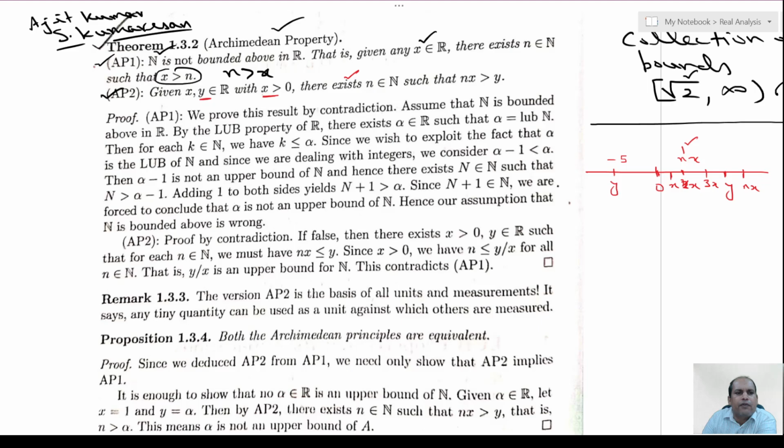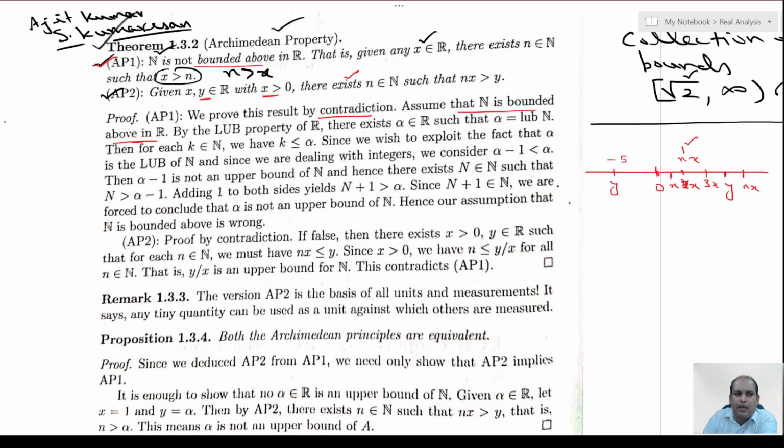So let us start from property number 1. We want to show that N is not bounded above. So on the contrary, we will do this by the method of contradiction. Assume that N is bounded above in R.